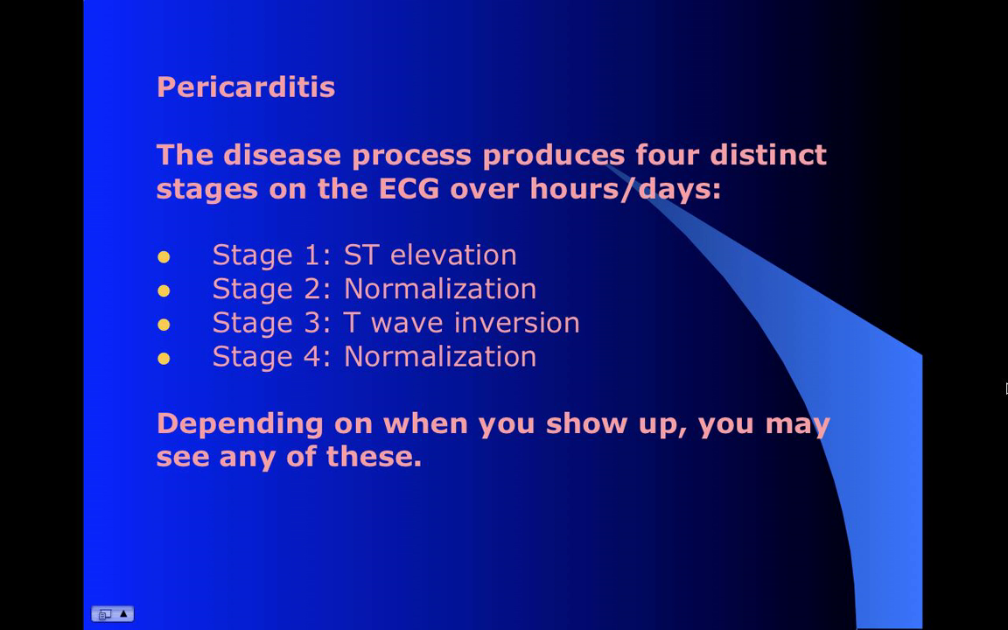Just a reminder, pericarditis sort of evolves through different stages depending on the patient. Initially, there's often the elevation, which can normalize, and then later, maybe T-wave inversion, which can also normalize. So depending on when you get there, you may see different things.